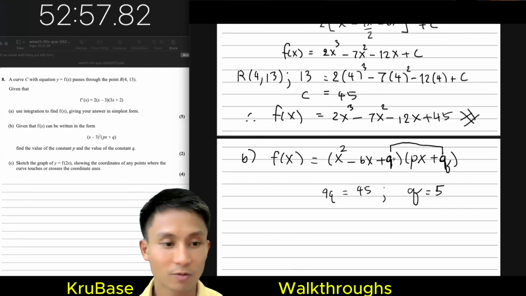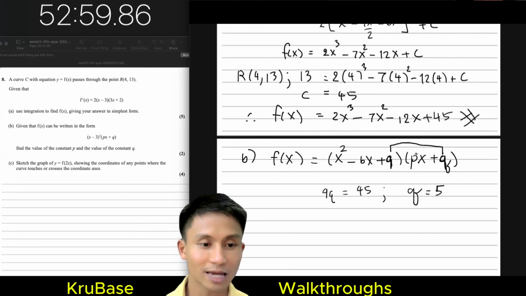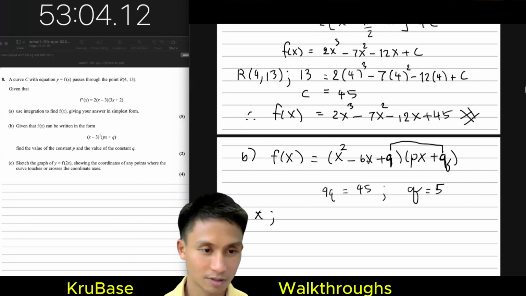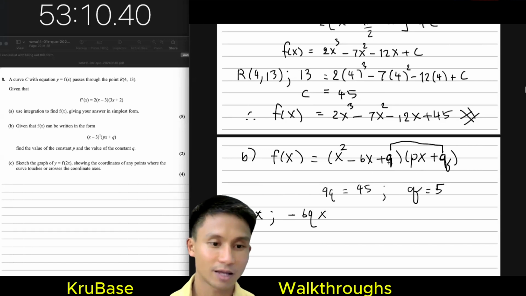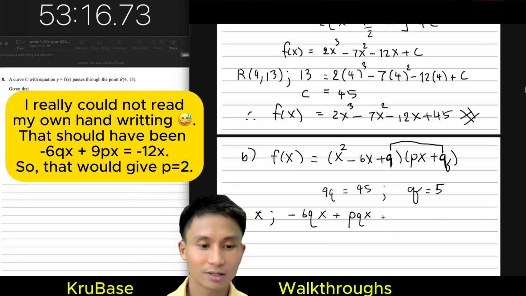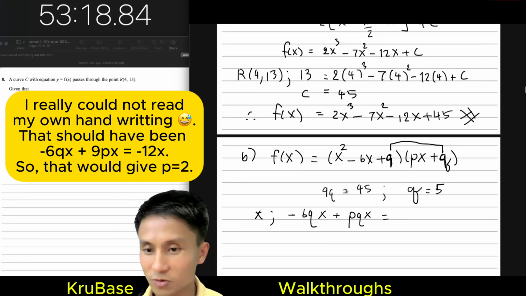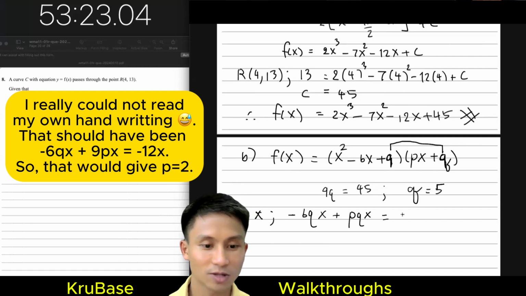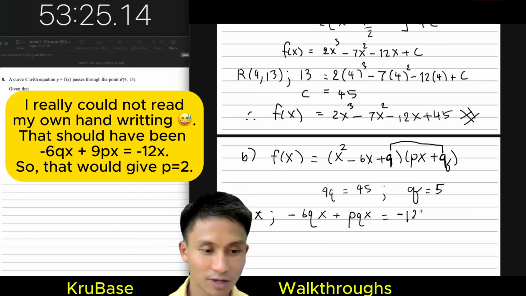And how do we find p? Well, maybe we can look at the x term. So the x term, there is 1 here from the q, so minus 6qx. And another one here, pqx, right? It's going to have to be equal to the x term that we got from the f(x). So that is going to be minus 12x.